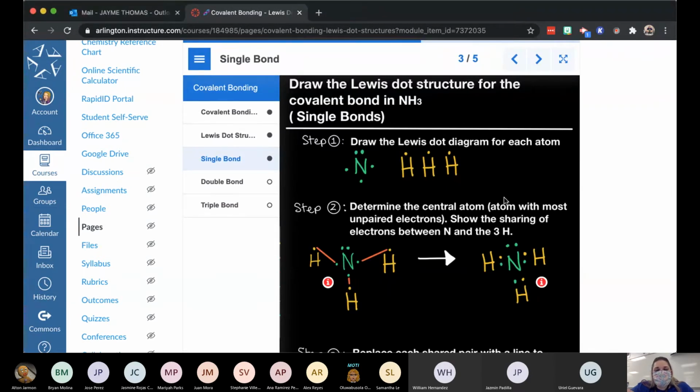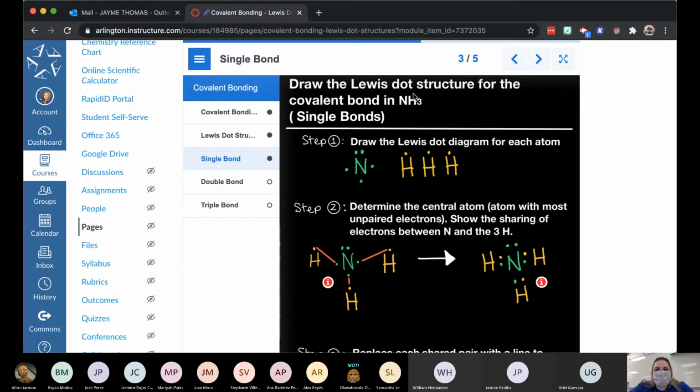So this is going to walk us through the process. How would we draw a Lewis dot structure for a covalent bond? This first example is only going to have single bonds, and then we're going to look at some that might have multiple bonds. So you start off the exact same way as you do for ionic. You draw the Lewis structure for each atom.